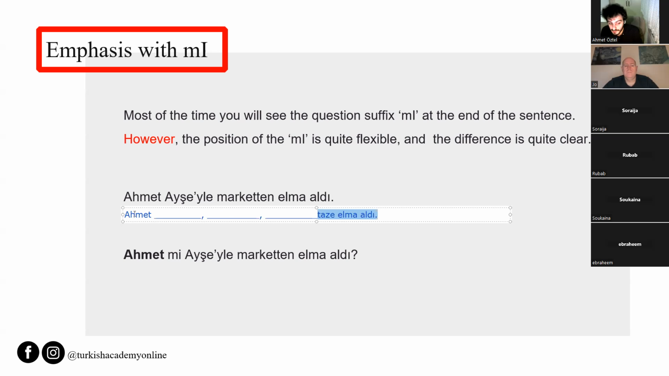Ahmet taze elma aldı. I can also put the location at the beginning. That's totally fine as well. Like I can say Kadıköy'de Ahmet Ayşe ile marketten taze elma aldı. That is totally fine. I mean, it's quite flexible as long as you keep your object close to the verb and you keep your subject close to the beginning.